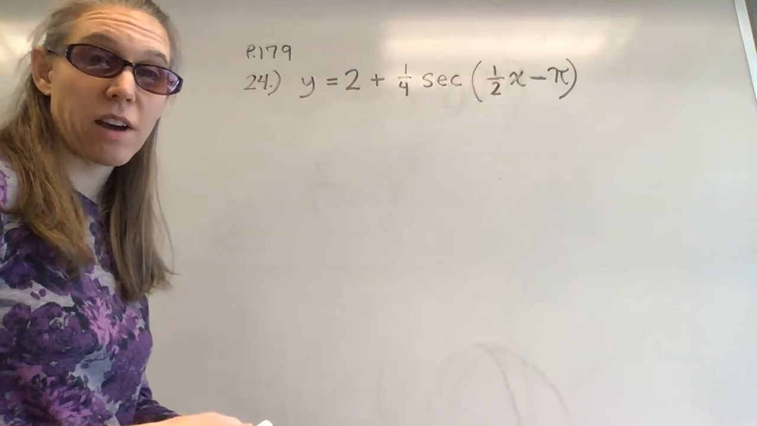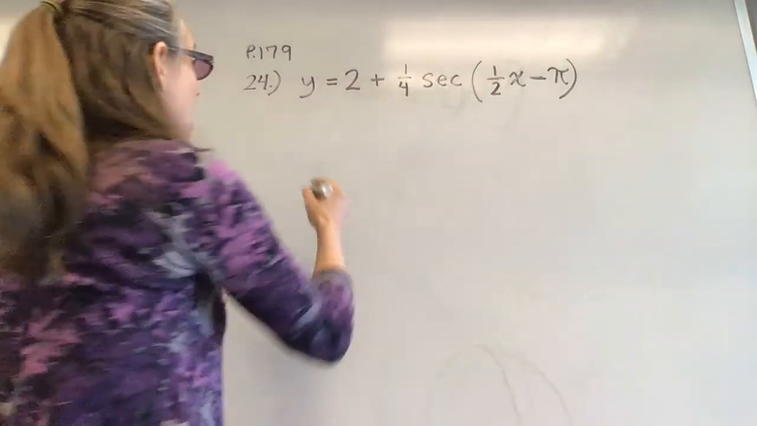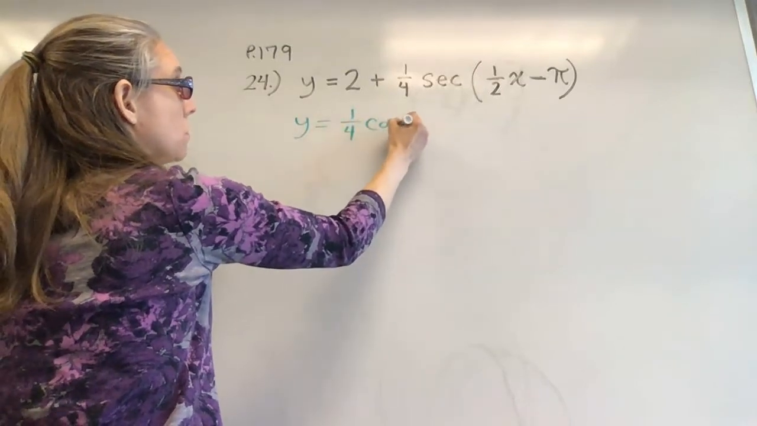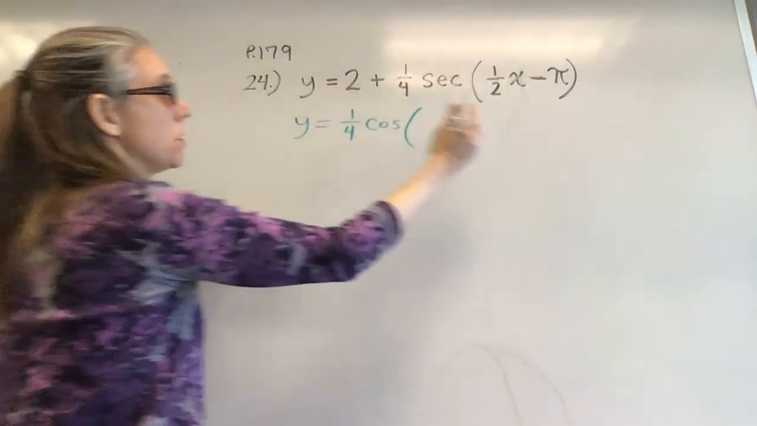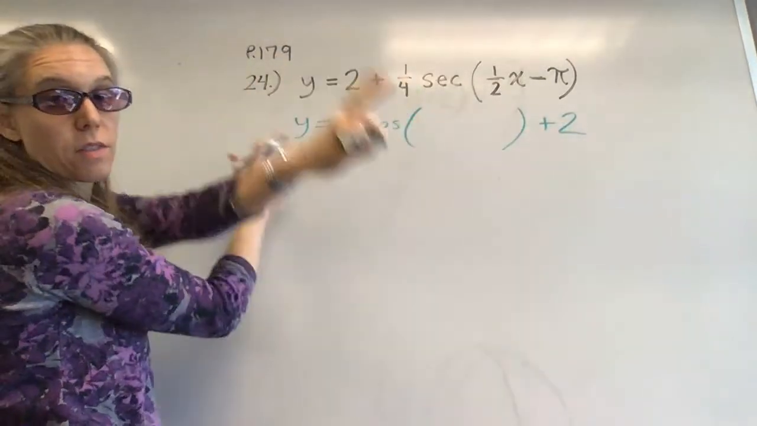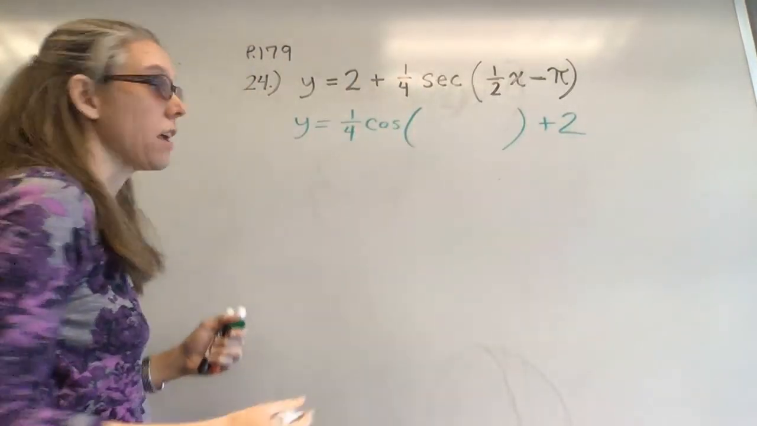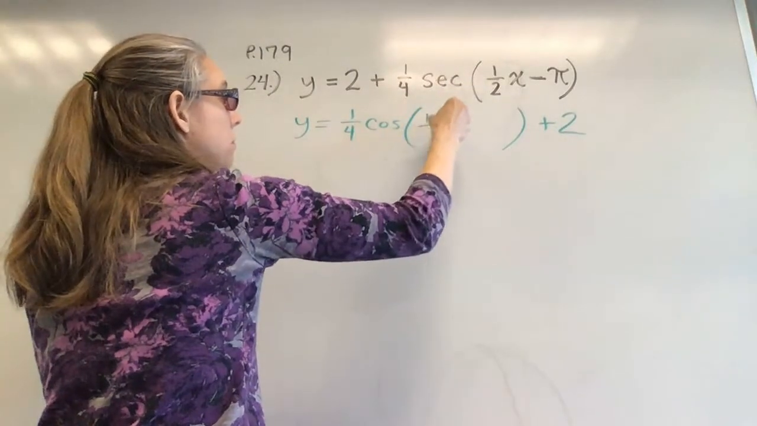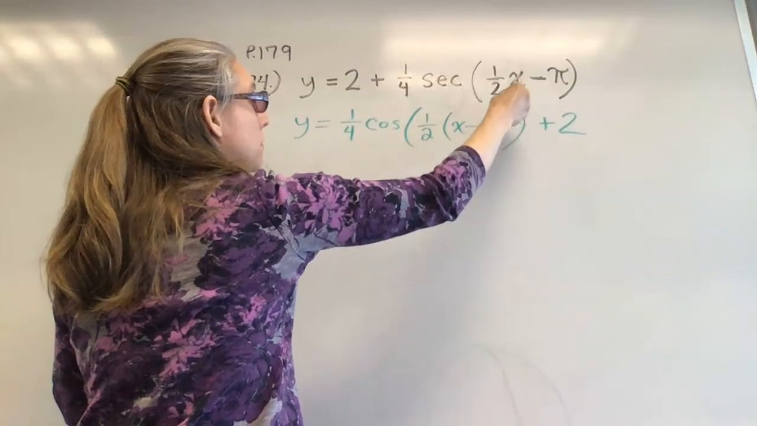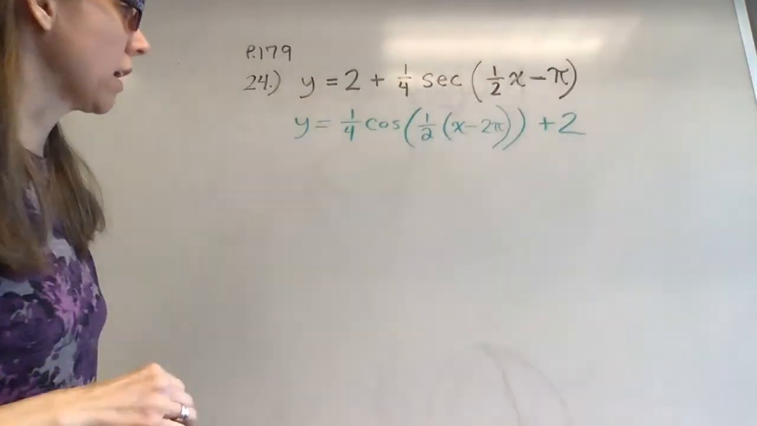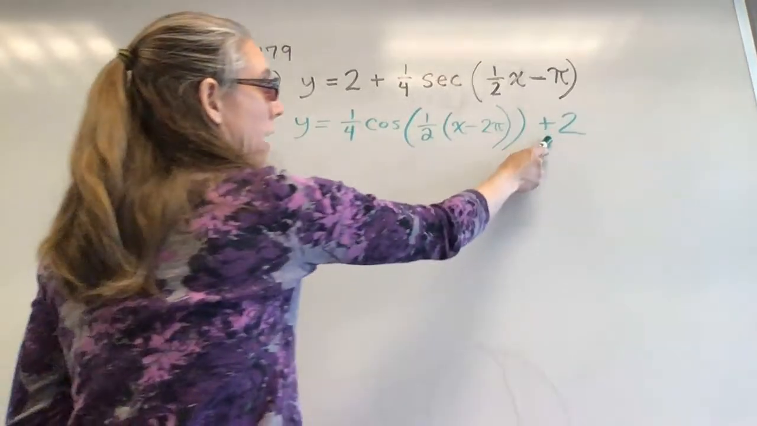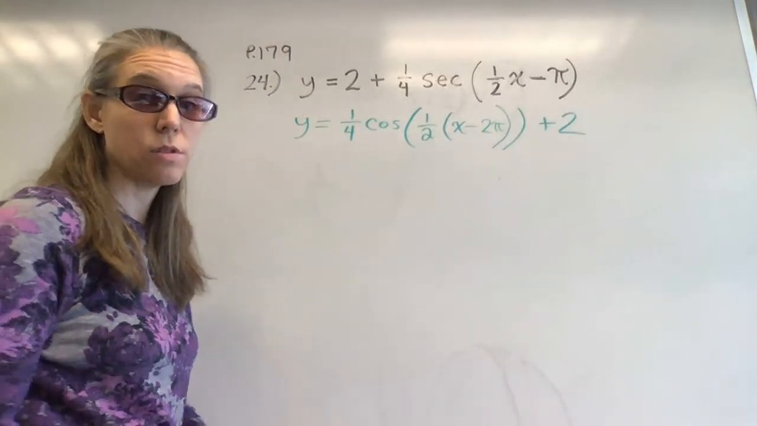So number 24 is a lot more complicated. We want to start by graphing the corresponding cosine function. Also, I'm going to rearrange the way this is written. I'm going to put the +2 afterwards. I like to shift that around. And then also I want to go ahead and factor out this 1/2. Okay, so for graphing this cosine, I do notice that I have a vertical shift up 2.